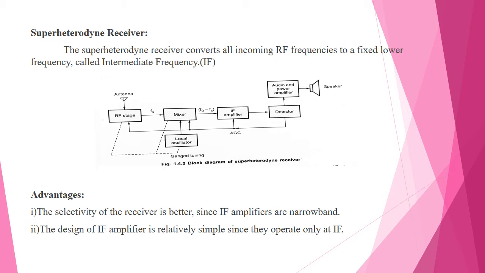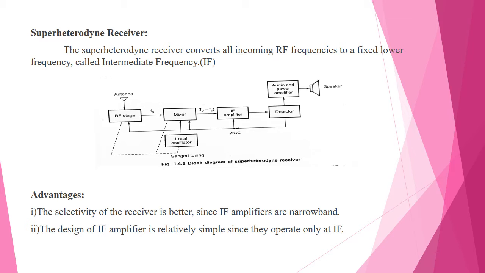The IF is amplified by one or more IF amplifier stages and given to the detector. Most of the gain and selectivity is provided by these IF amplifiers only. IF is fixed for AM receivers. To select a particular station, the local oscillator frequency F0 is changed in such a way that the difference between the station frequency Fs and F0 is equal to the IF. Hence the bandwidth of the IF amplifier is relatively narrow.